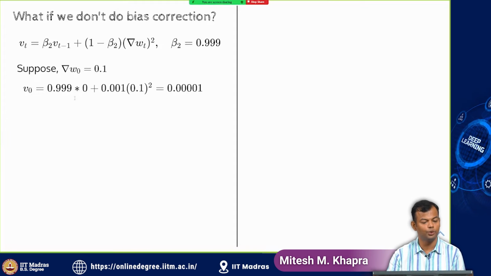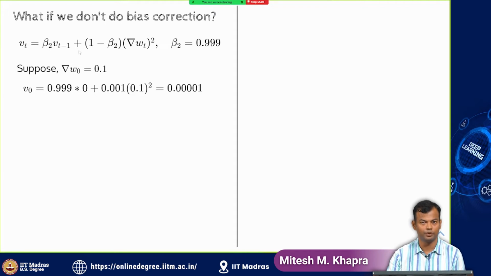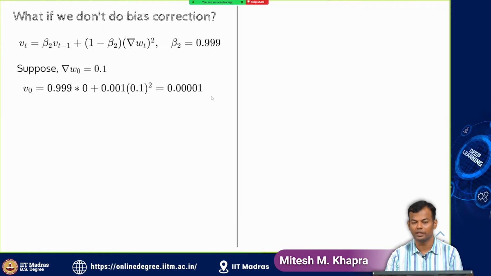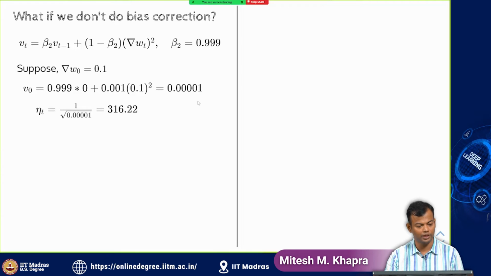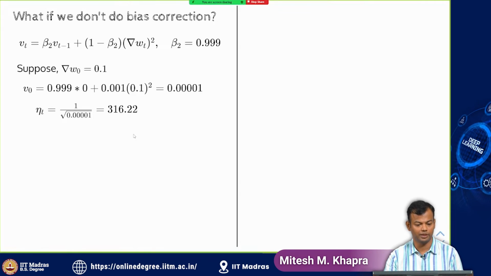So now V naught is going to be beta 2 times 0, because Vt minus 1 was 0, plus 0.001 times 0.1 squared, so it's going to be 0.0001, okay? And now eta t, the effective learning rate, is going to be 1 divided by the square root of this, which is going to be 316.22, right? So it already looks like a very high learning rate to me, right?